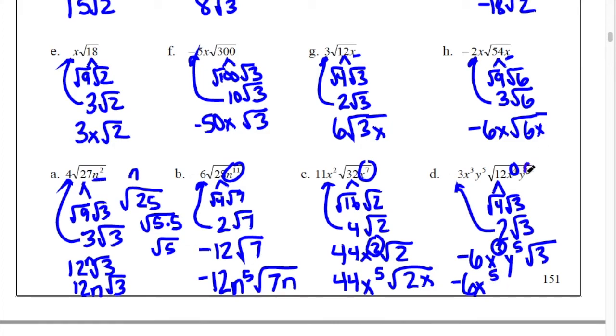We have 13 y's, so 6 of them get to join the 5 already out here, so that's y to the 11th, but one of them is going to be left over with the 3. So, whoops, I forgot the 3 in there. It should be 3y. So negative 6x to the 5th, y to the 11th, radical 3y.